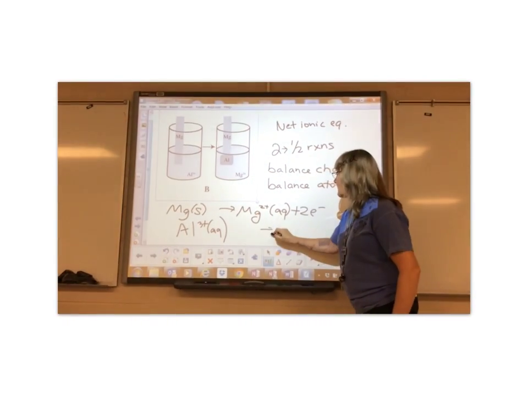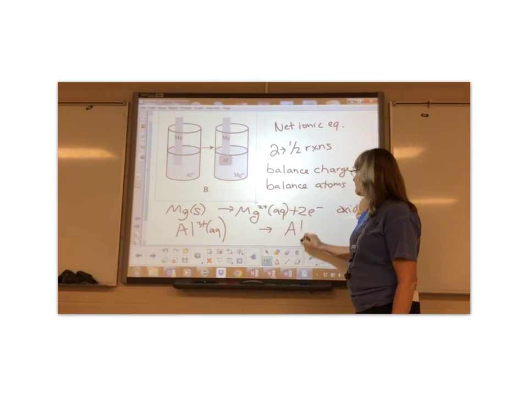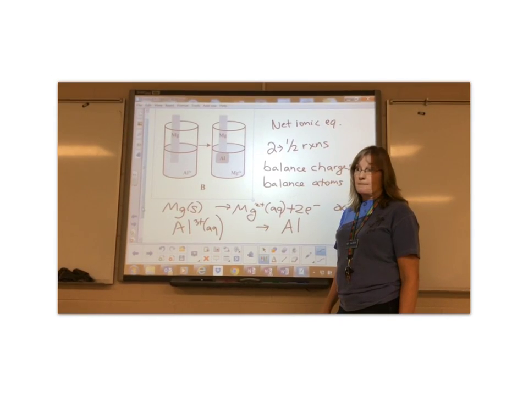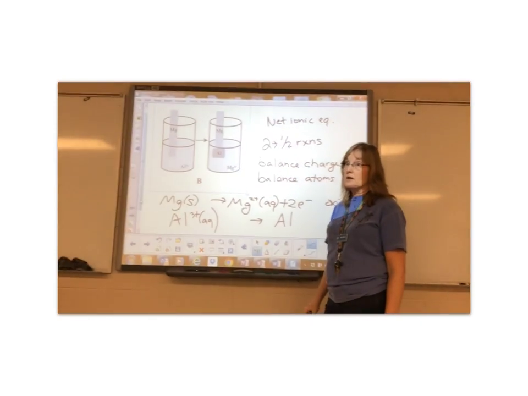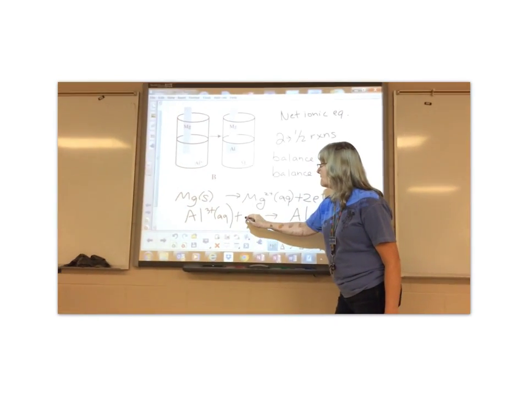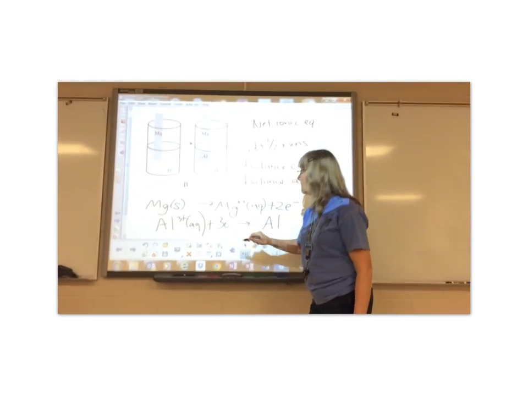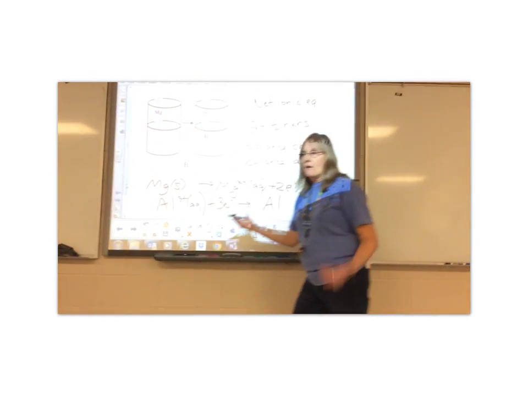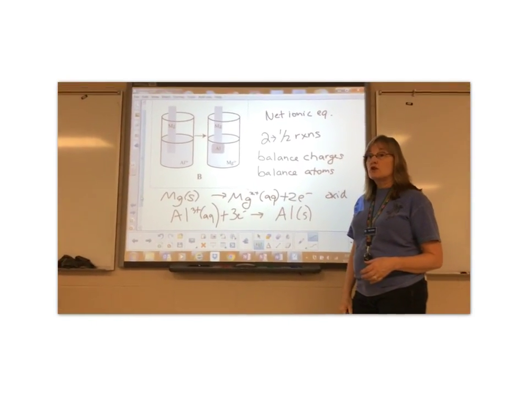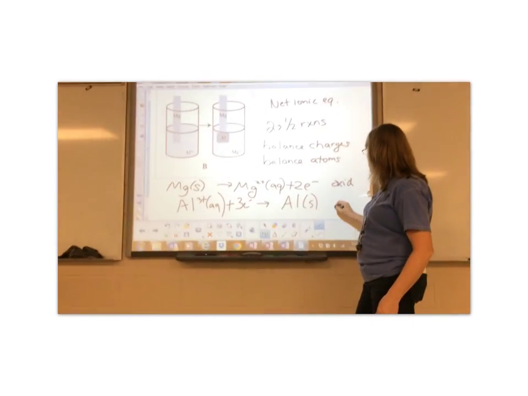So our next half reaction would be aluminum 3 plus yields aluminum solid. Where do the electrons go, left or right? On the left. How many? 3. There you go. So that balances out. Aluminum is a solid. These are our two half reactions. So this one is a reduction reaction.